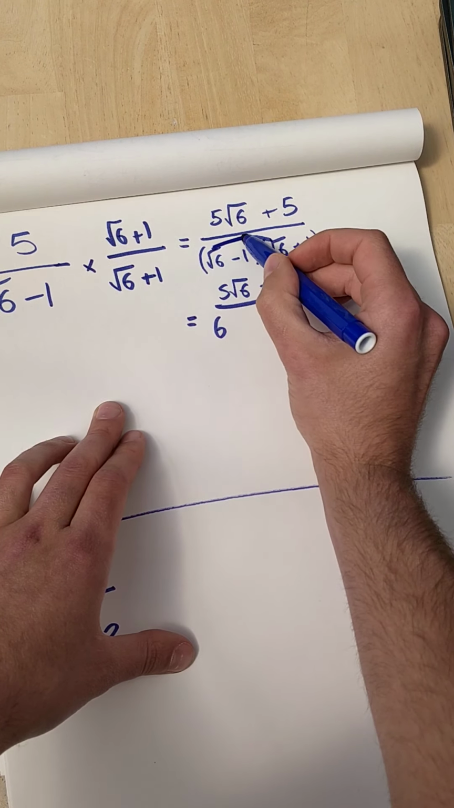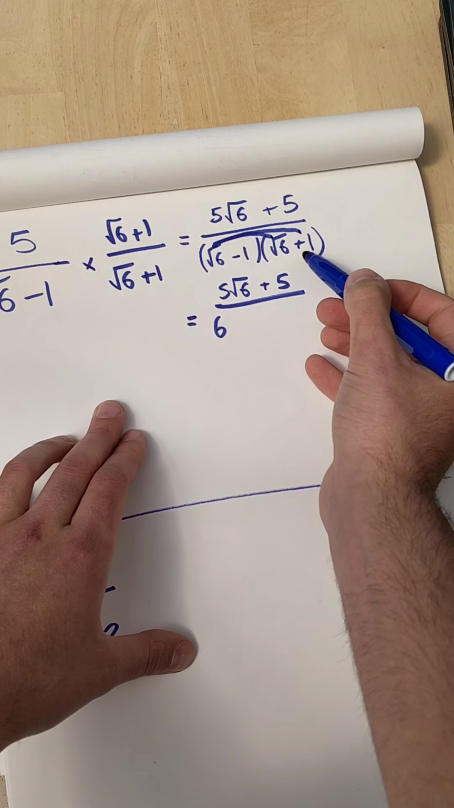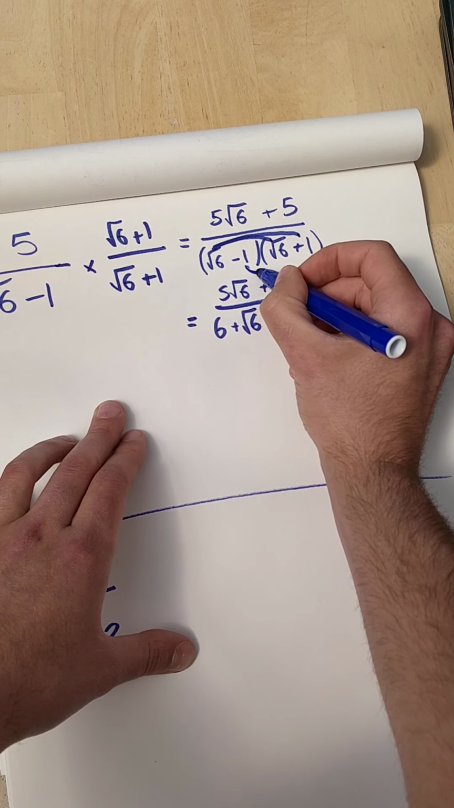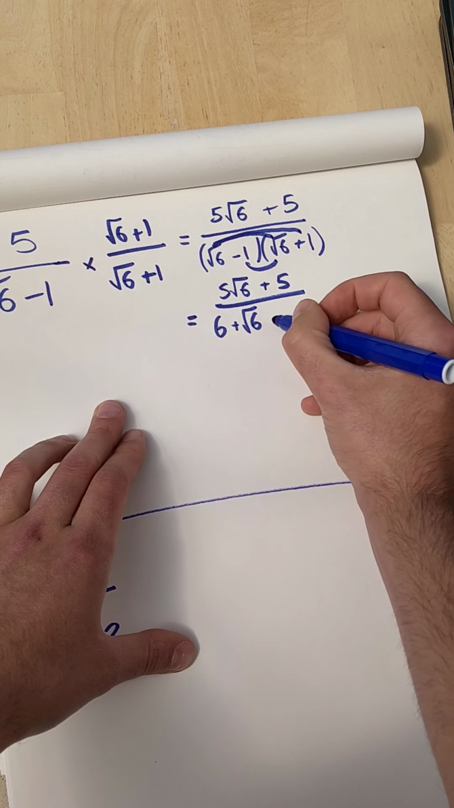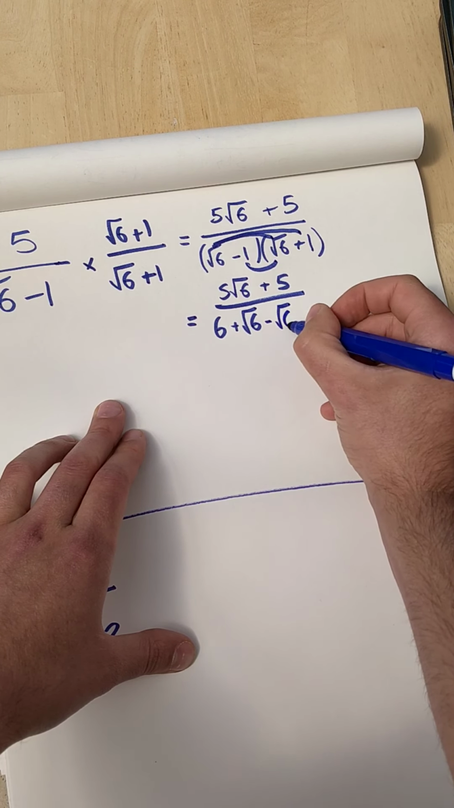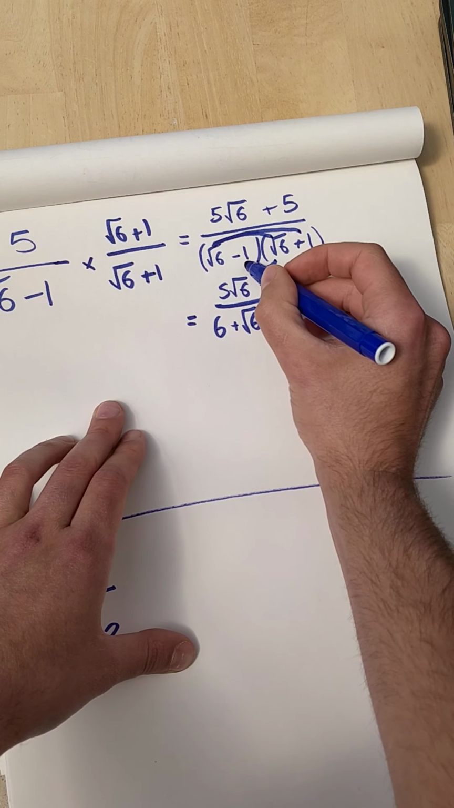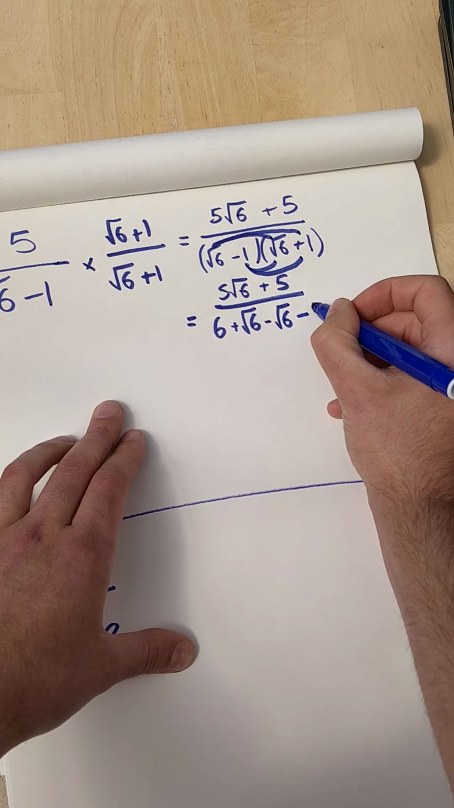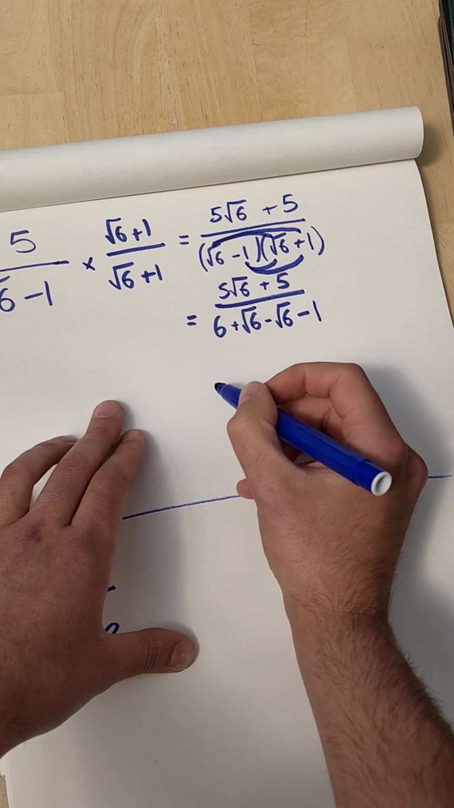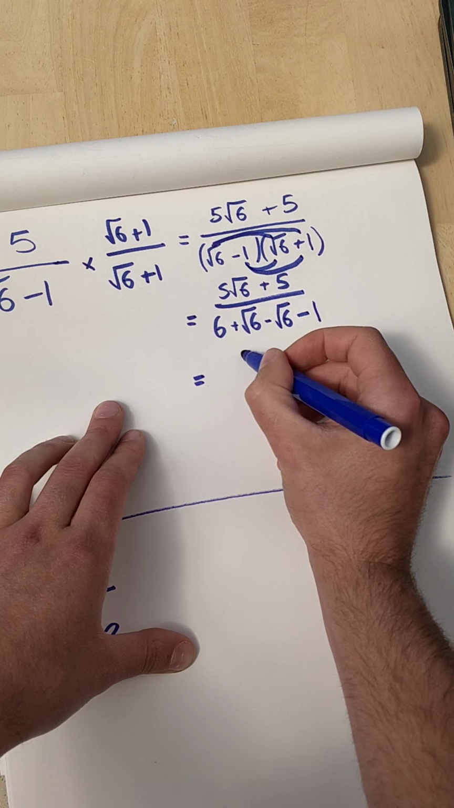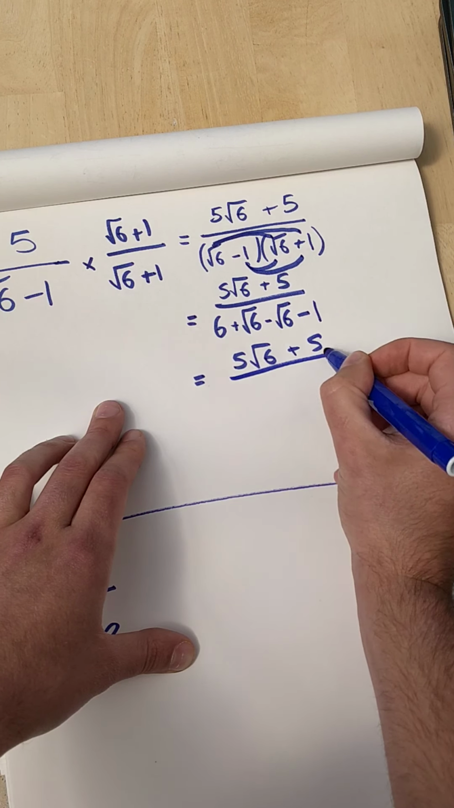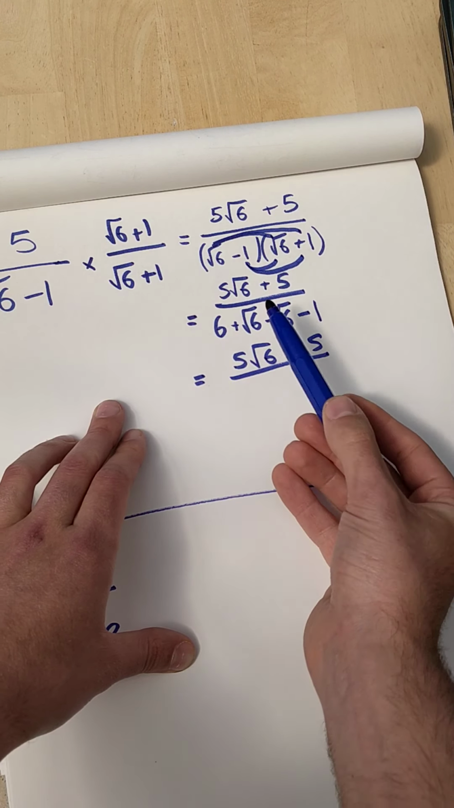Then I've got root 6 times positive 1. So that's plus root 6. Here I've got root 6 times negative 1. So it's negative root 6. And I've got negative 1 times by a positive 1. And that is just negative 1. So all in all, I've got 5 root 6 plus 5 at the top. Now down the bottom, I've got 6 plus root 6 take away root 6.